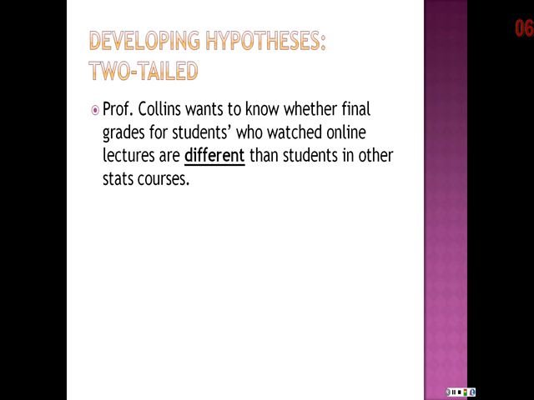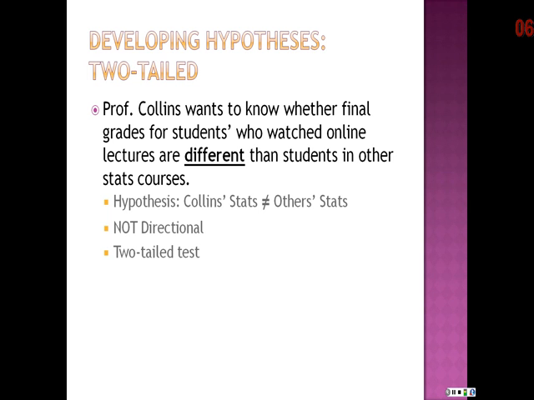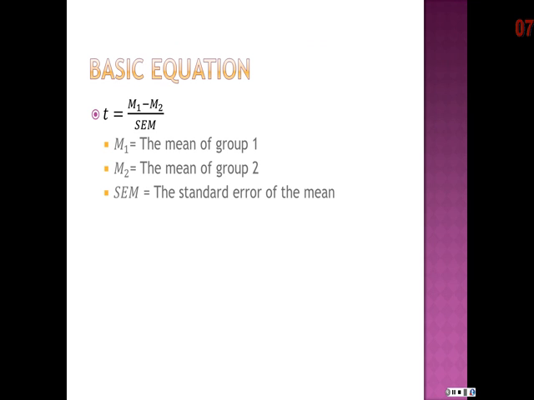However, if we state something like, Professor Collins wants to know whether final grades for students who watched online lectures are simply different than students in other stats courses, this is non-directional, right? So in this case, we're going to use a two-tailed test instead of a one-tailed test. So just be aware that direction matters, whether or not you're stating the direction, greater or less. That matters a lot in this case.